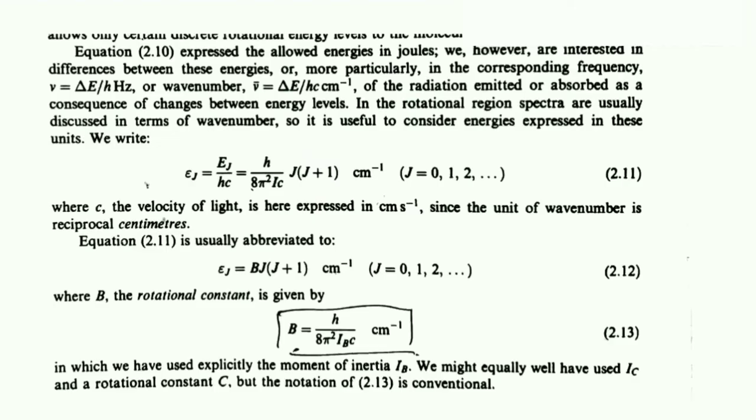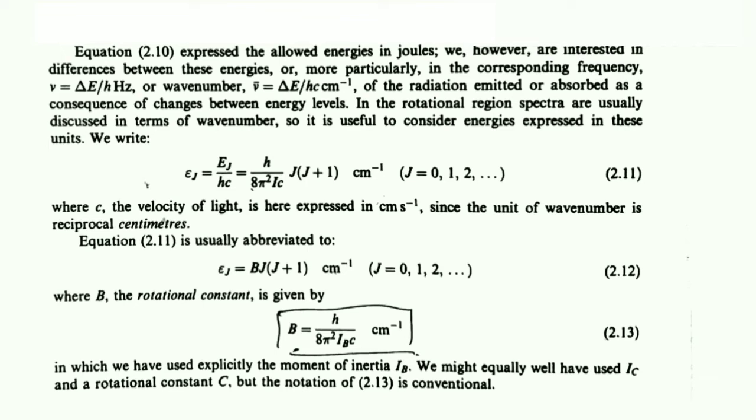The expression of energy given by equation 2.10 expresses the allowed energies in joules. However, we are interested in the difference between the energies, or more particularly in the corresponding frequency nu, which is given by nu equal to delta E by h hertz, or in wave number, nu bar equal to delta E by hc centimeter inverse.